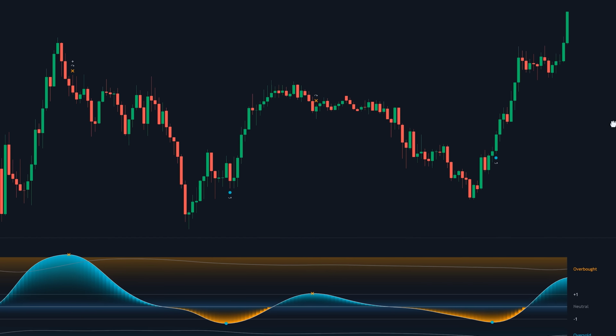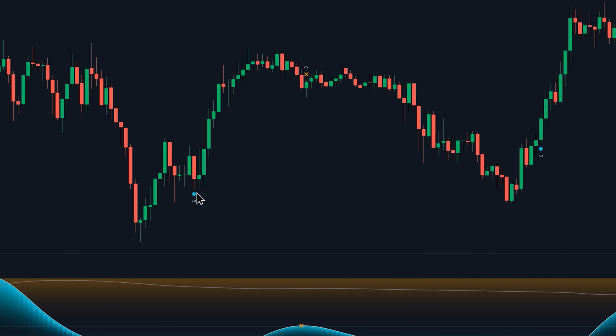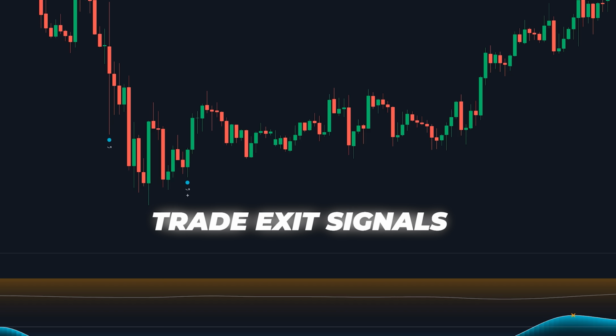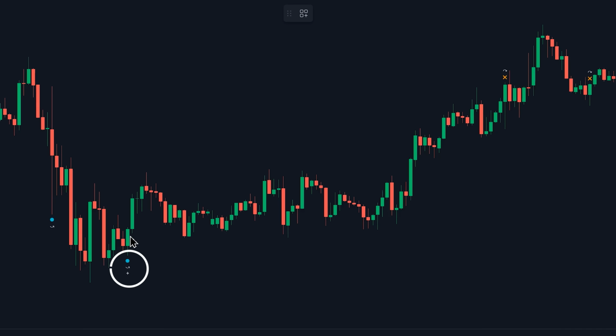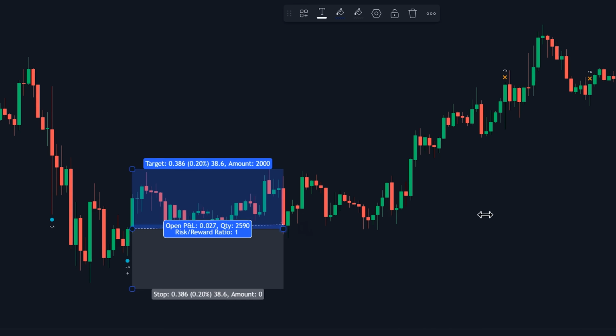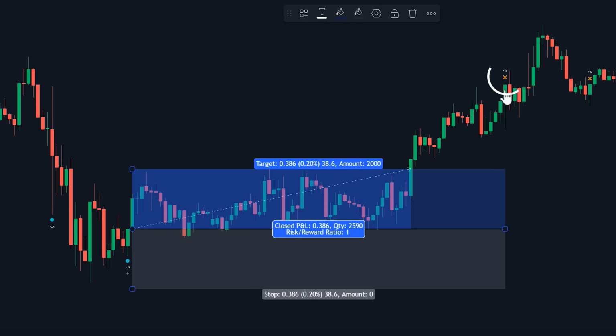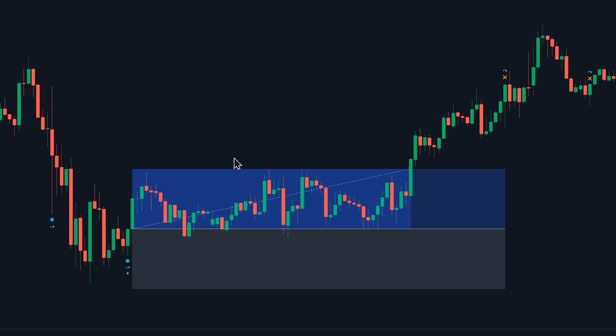So when using this indicator to trade, it would be a good idea to use these simple mean reversion signals, not for trade entries, but you can use them as trade exit signals. So if you take a trade based on a strong mean reversion signal like this one, you can hold your trade and only exit as soon as you see a simple mean reversion signal like this one.